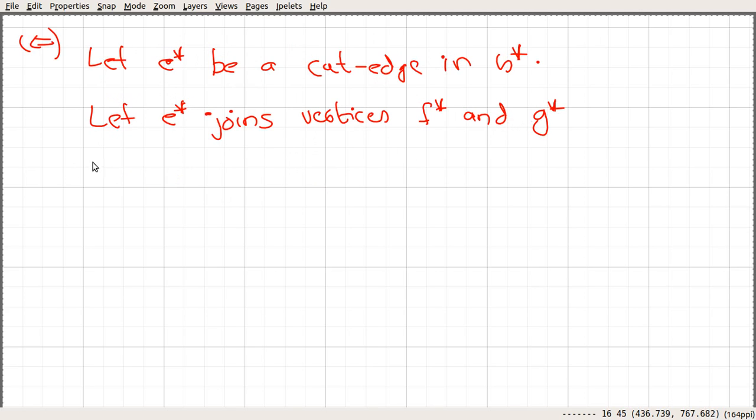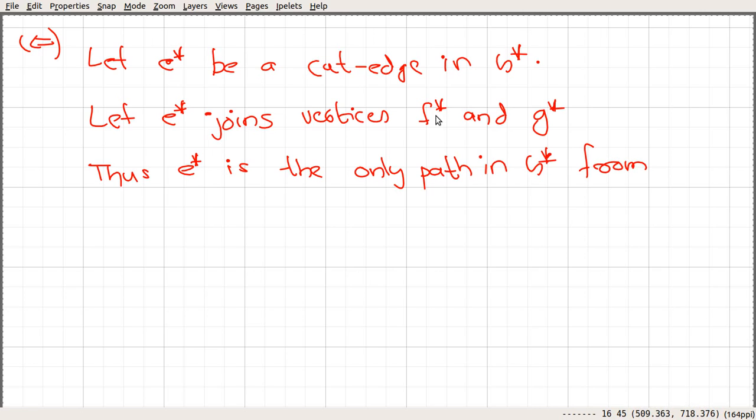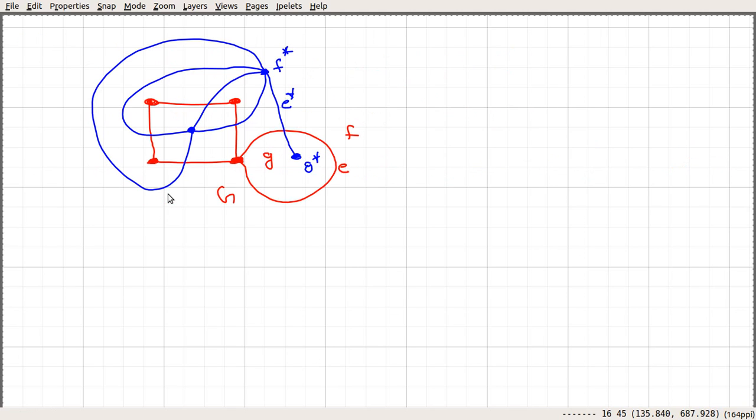Thus, since this E star is a cut edge, E star is the only path in G star from F star to G star. Thus E star is the only path in G star from this vertex F star to G star. We can very easily see that from this particular example.